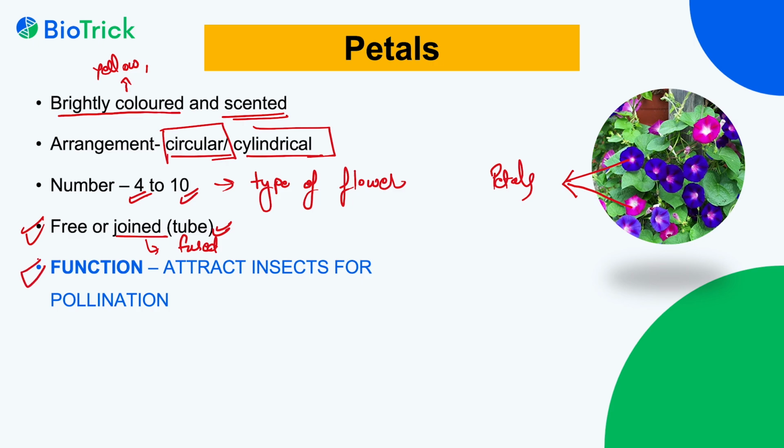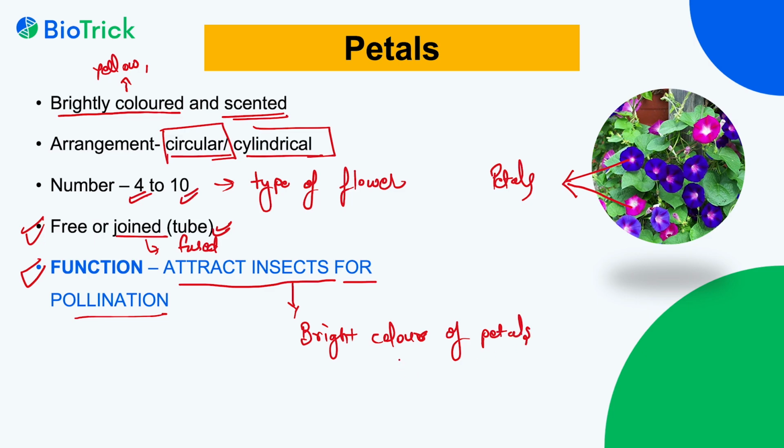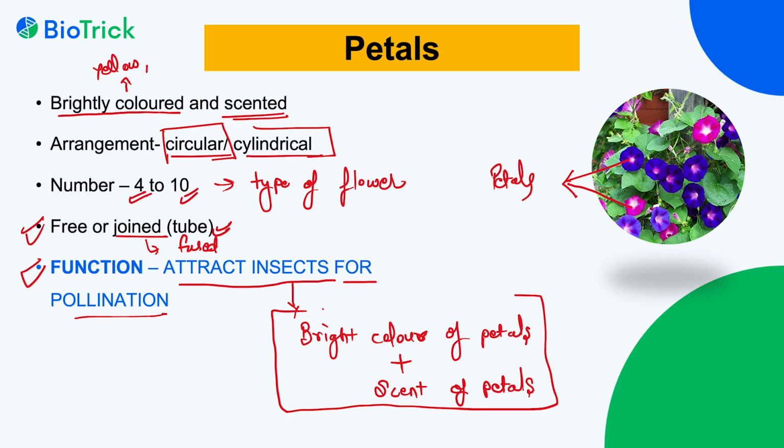Now, main thing, what is the function of these petals? Why are the petals important for flowers? What is the role of petals in the sexual reproduction? So, petals attract insects for pollination. And how do these insects get attracted? Because the insects get attracted to bright color of petals and scent of petals. The insects get attracted to flowers because of these two things. So petals are important for pollination.